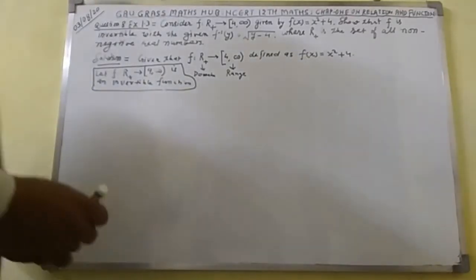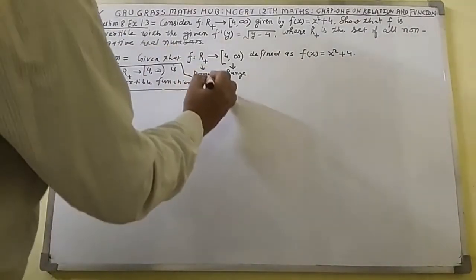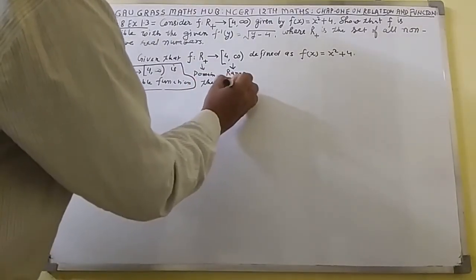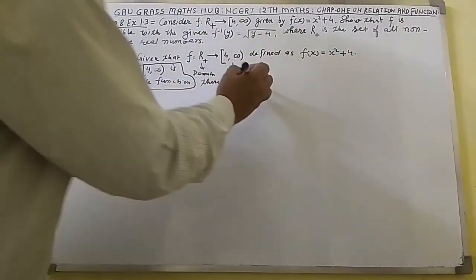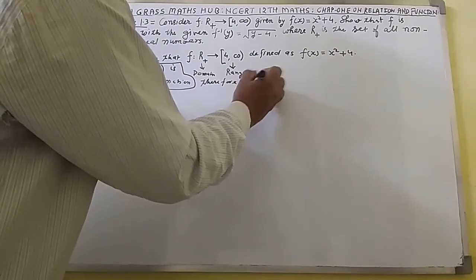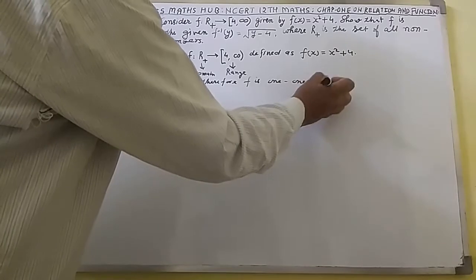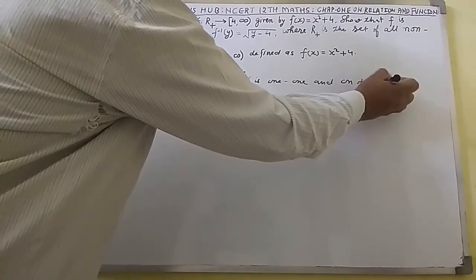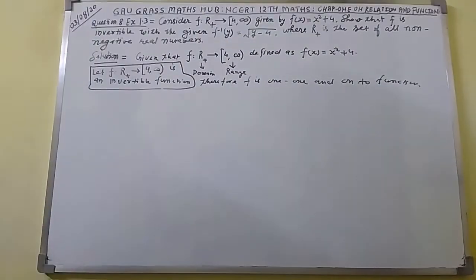Since this is an invertible function, what will we do? Therefore, here you write: therefore f is one-one and onto function. f is one-one and onto function.